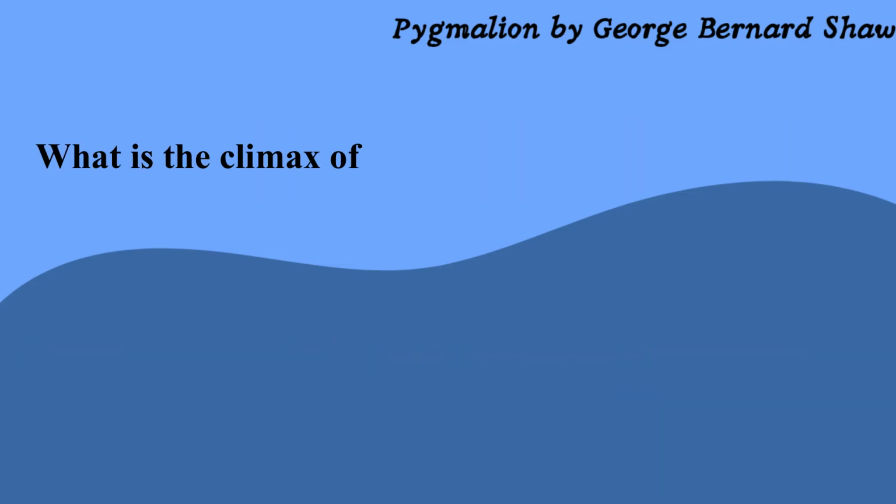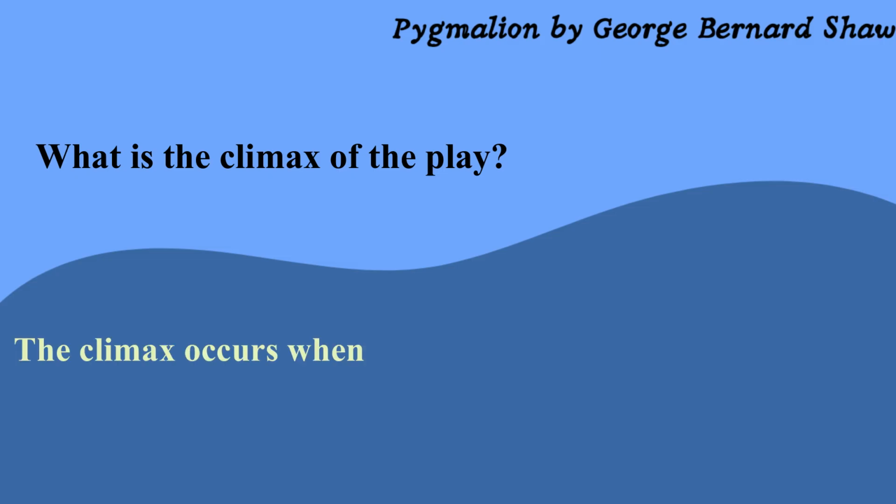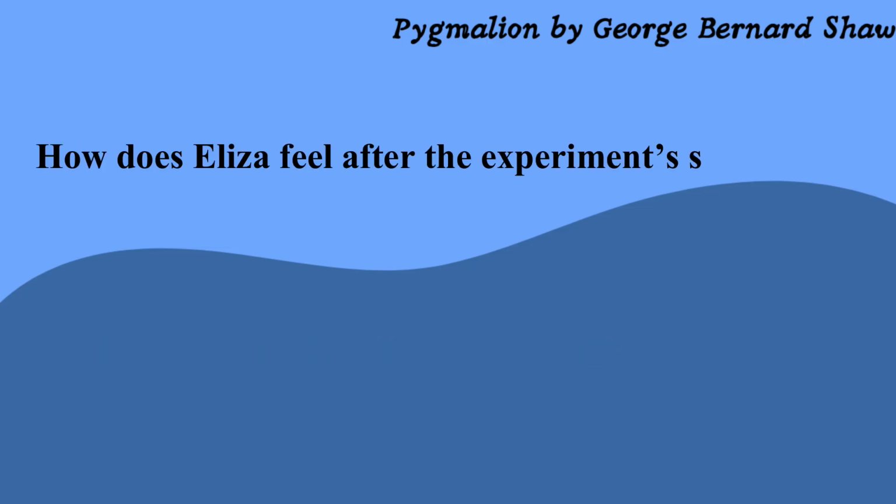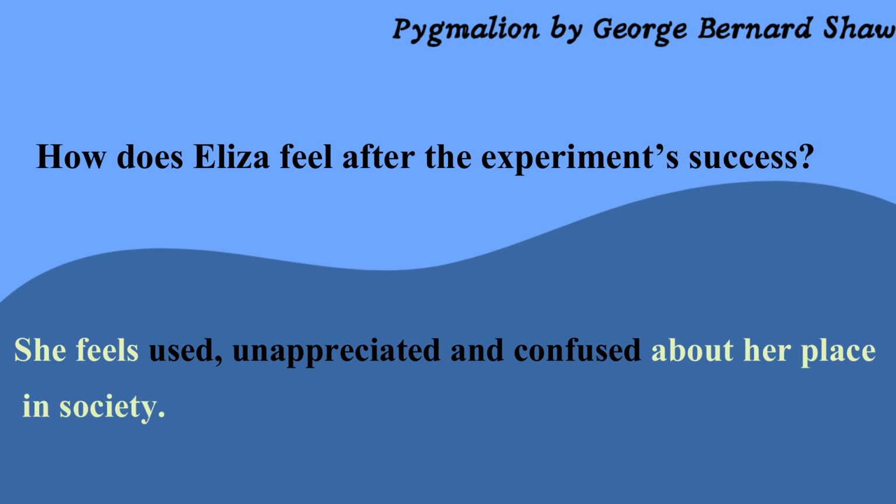What is the climax of the play? The climax occurs when Eliza successfully passes the test at the ambassador's party, proving Higgins's theory. How does Eliza feel after the experiment's success? She feels used, unappreciated, and confused about her place in society.